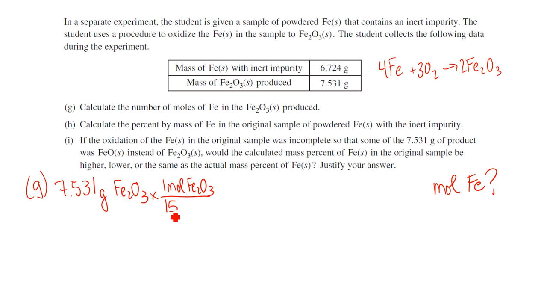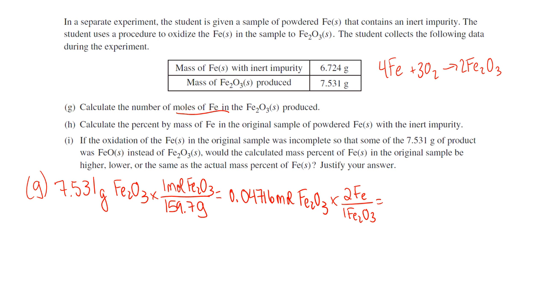Look at the periodic table. That's 159.7. And so that's 0.04716 moles of iron oxide. But I want to figure out the moles of just iron. So we can see that for every 1 iron oxide, you have 2 iron atoms in there. So the amount of iron is going to be double your amount of iron oxide.